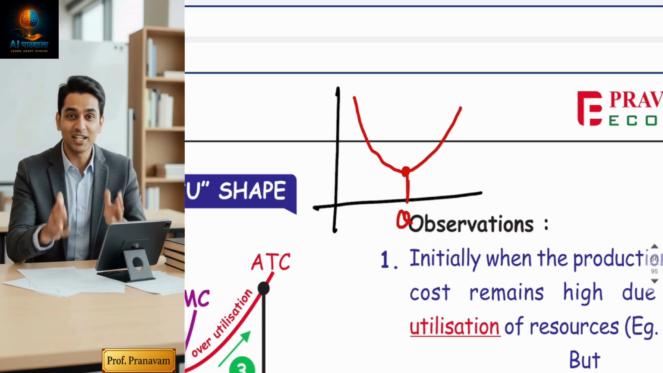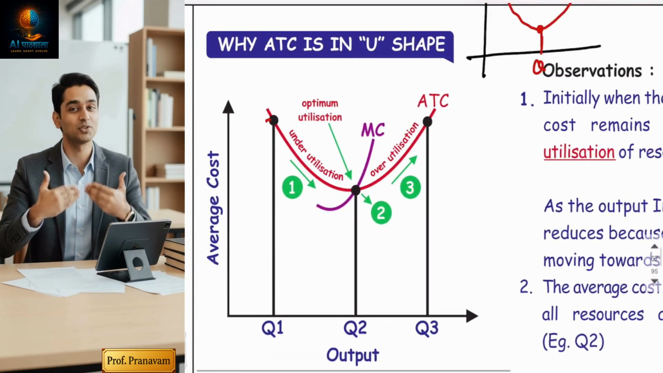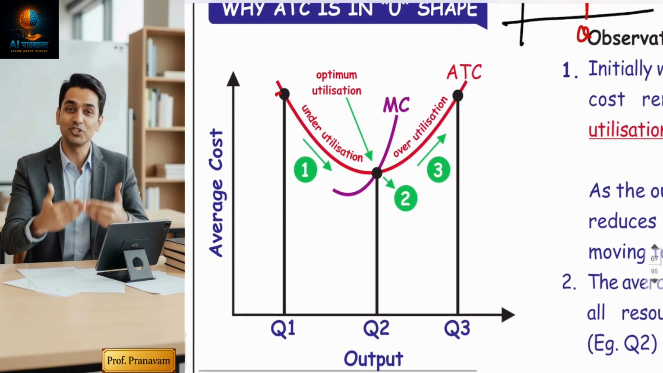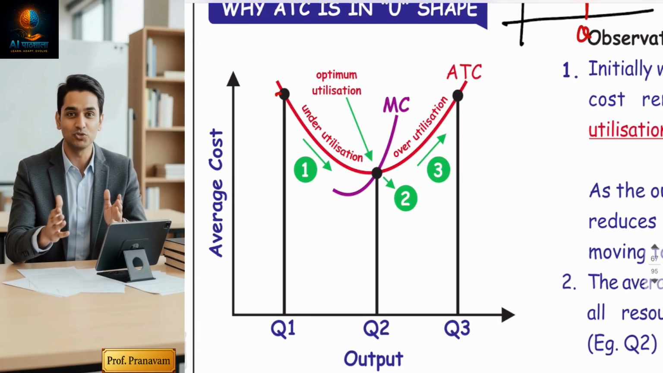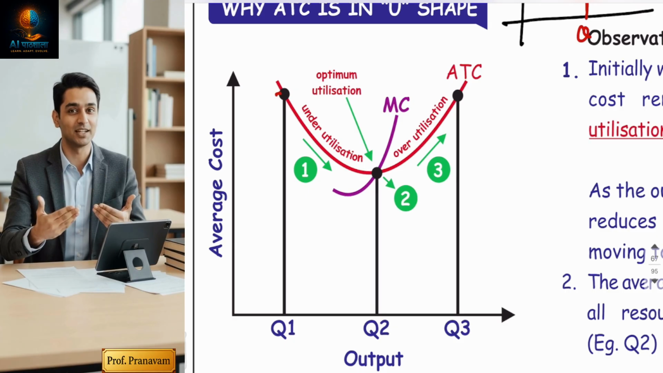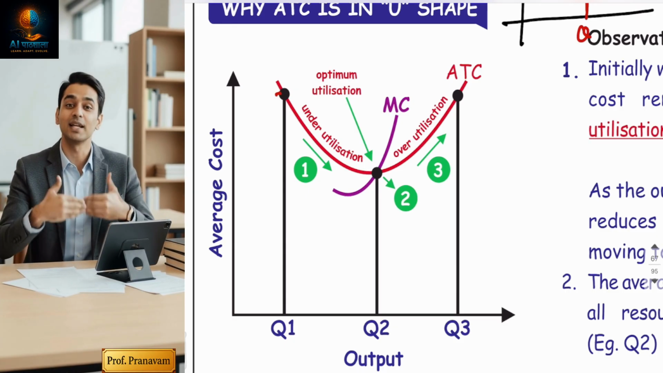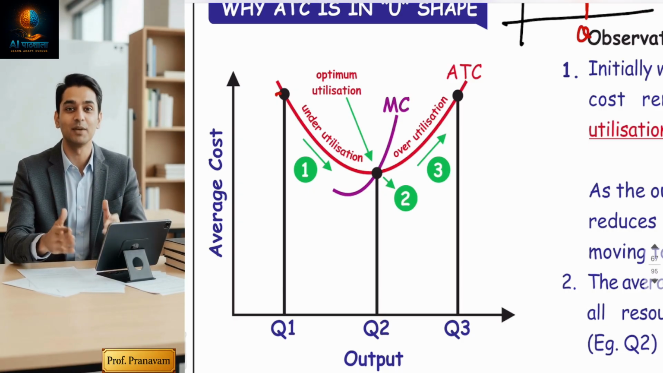Why beyond that my cost started increasing? Now, why is ATC in U shape? Why initially my cost falls? Why later on it is rising? Friends, economists want to say over here. Now, I'm not explaining you in so much detail. There are a lot of practical examples, and it's very practical theory, very practical reasoning. If you want the practical explanations, you have to purchase my detailed video lectures. Here are just important MCQs.